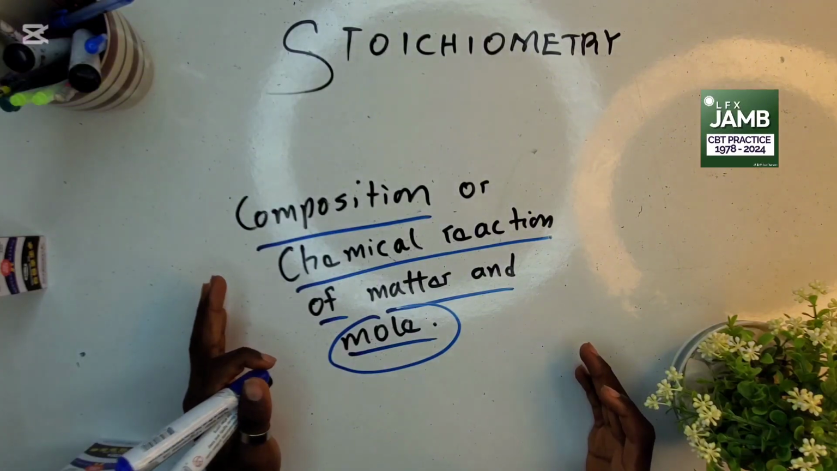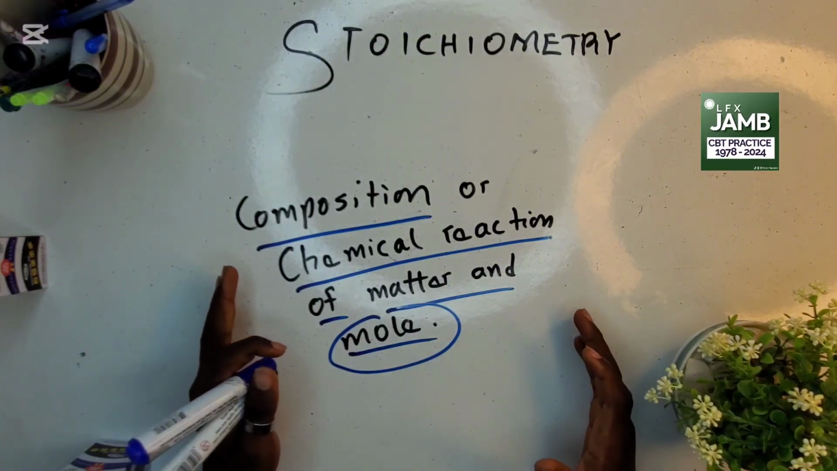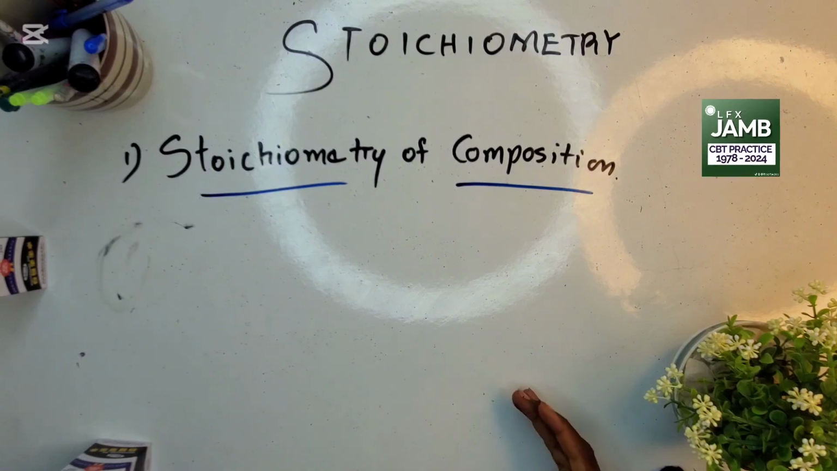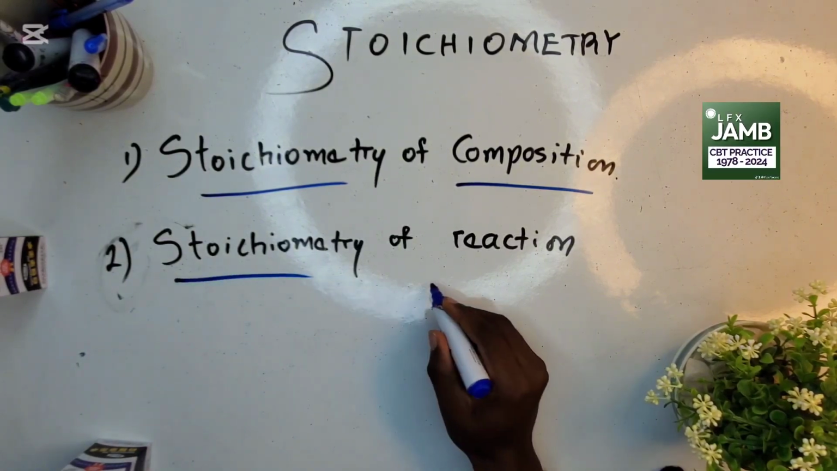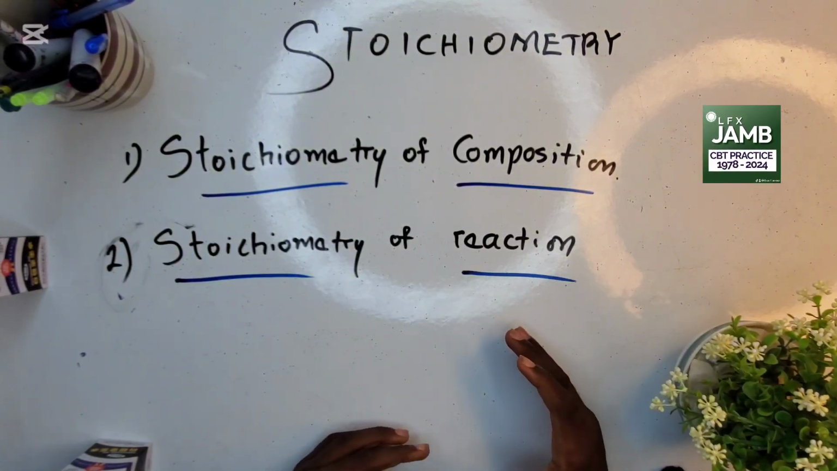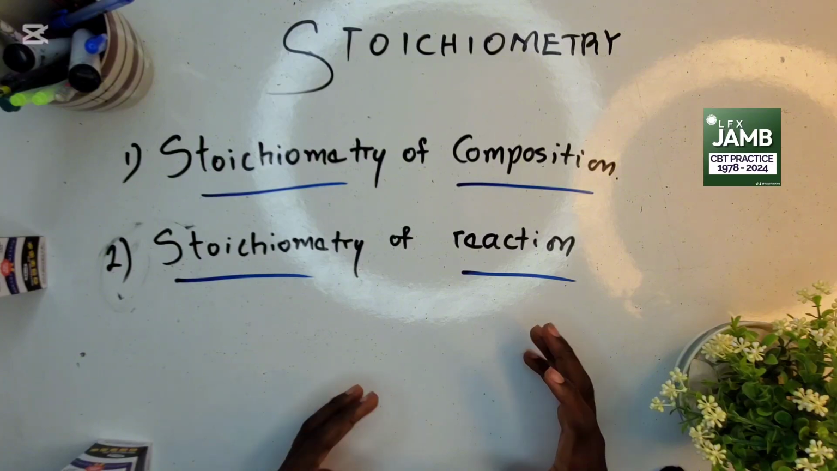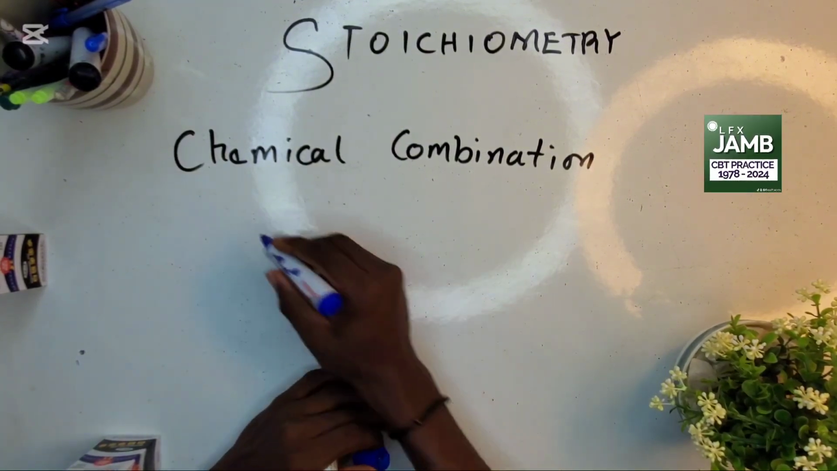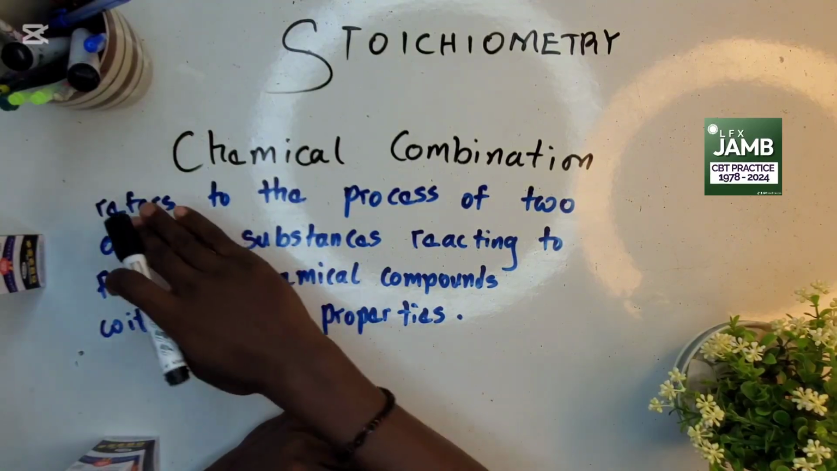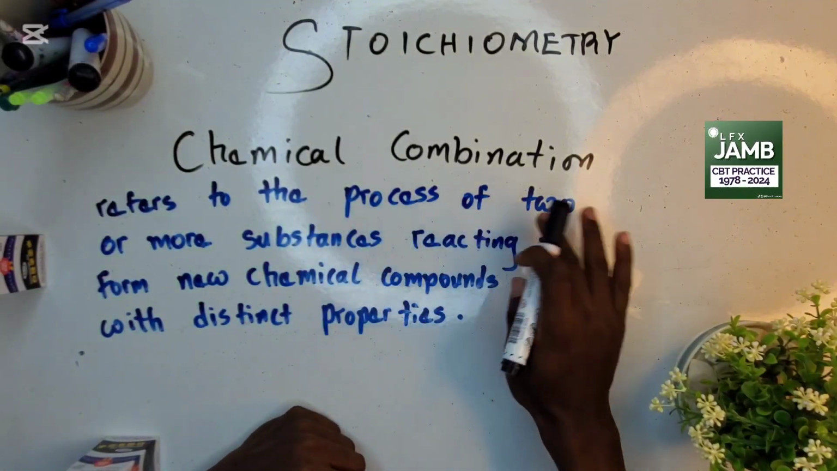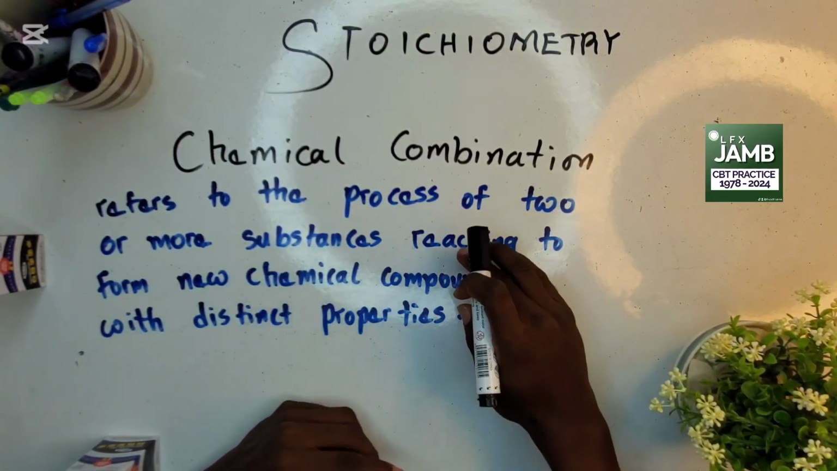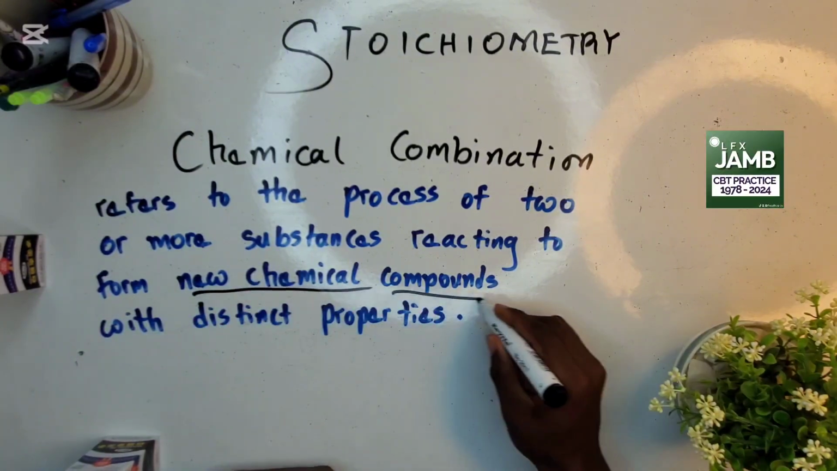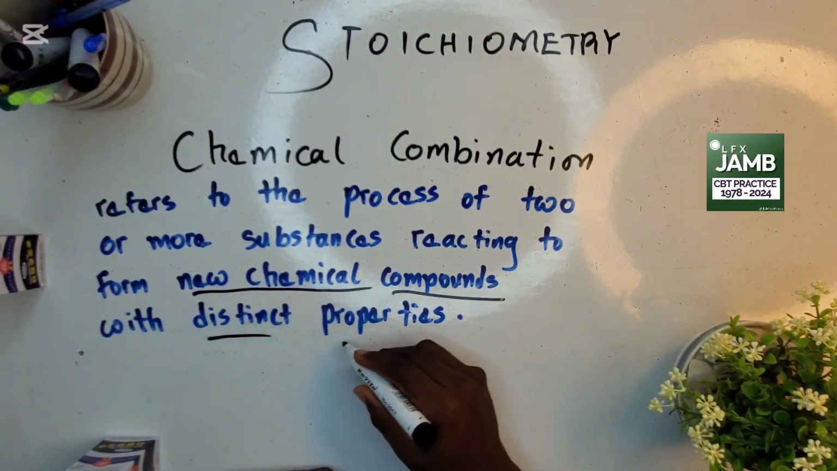There are two major types of stoichiometry. We have the stoichiometry of composition, and also we have the stoichiometry of reaction. Let's discuss some important terms in stoichiometry. Chemical combination. What is chemical combination? Chemical combination refers to the process of two or more substances reacting to form new chemical compounds with distinct properties.